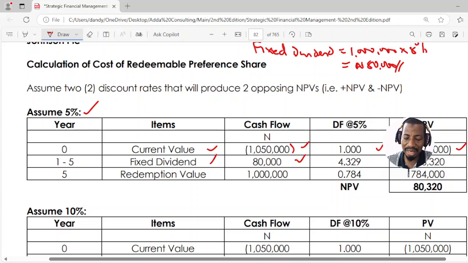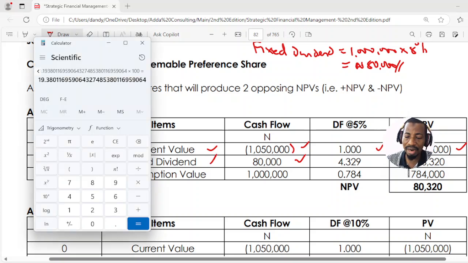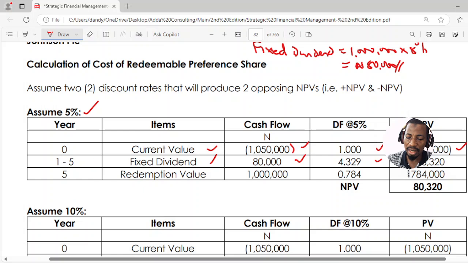So I need to calculate the annuity factor of year 1 to 5 at 5%. Therefore, I would say 1.05 raised to power 5, minus 1, divided by 0.05, that's 4.329. That's how we got the 4.329. 80,000 multiplied by 4.329 will give us 346,320. Then at the redemption date, in the final year, I need to redeem the preference share.